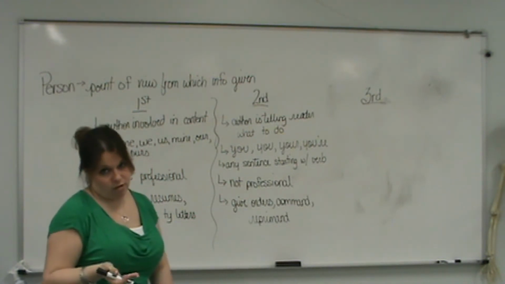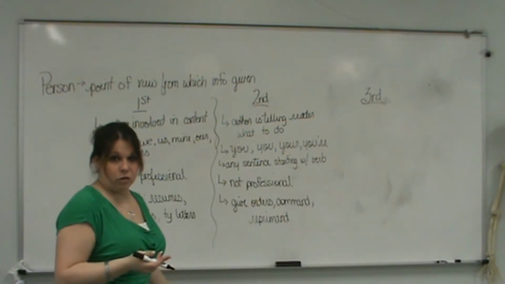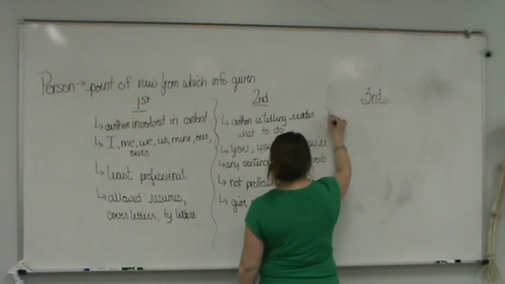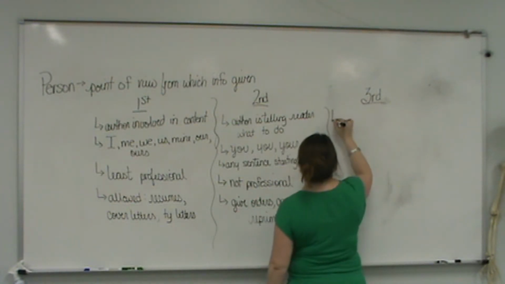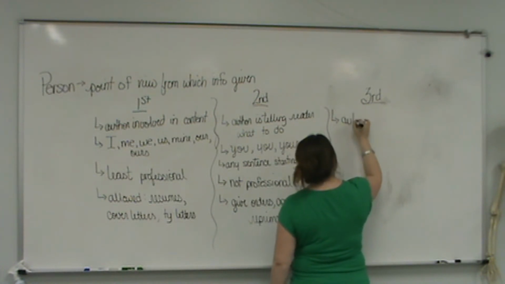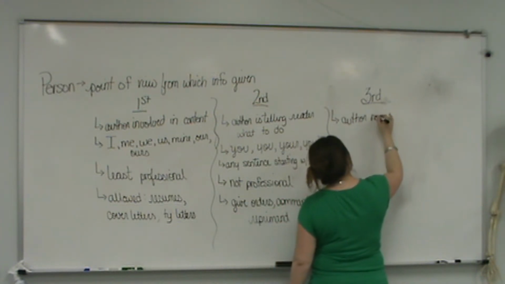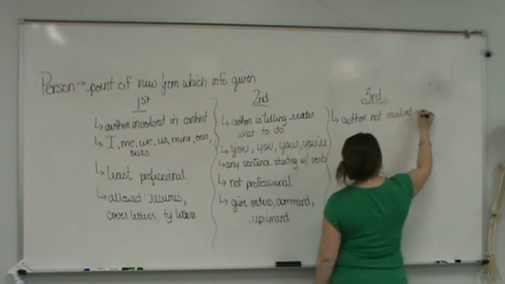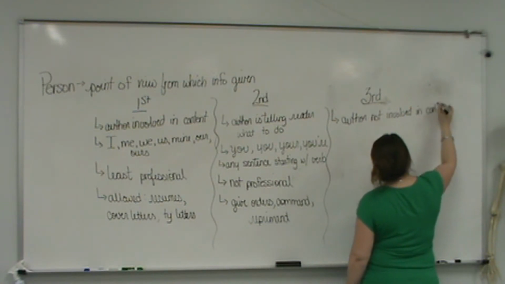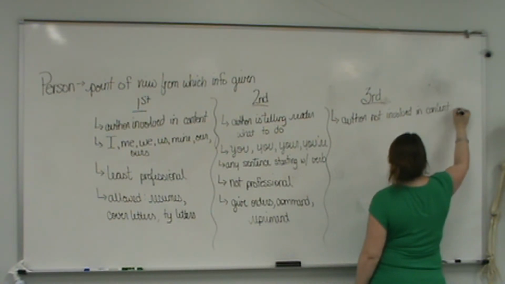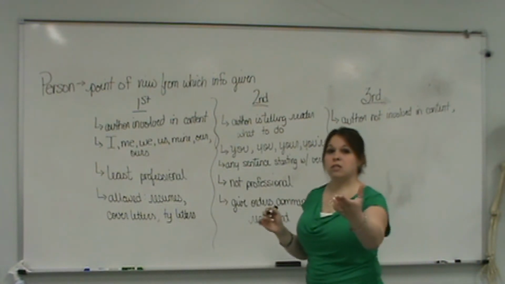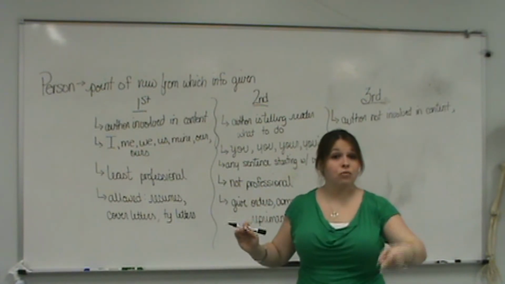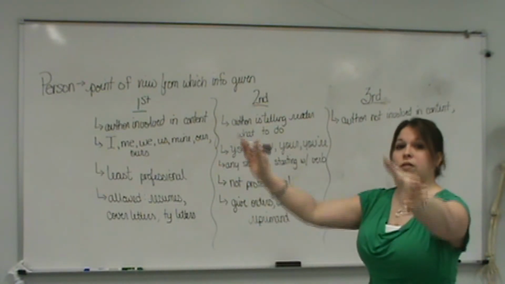If you haven't figured out already, if we're not allowed to use first person and we're not allowed to use second person, we are going to use third person. Third person is when the author is not involved at all in the content. The author's job is just to talk about it. In third person, the author is just presenting the material. They're not interjecting themselves in the story. They're not commanding the reader to do anything. They're just giving the information.